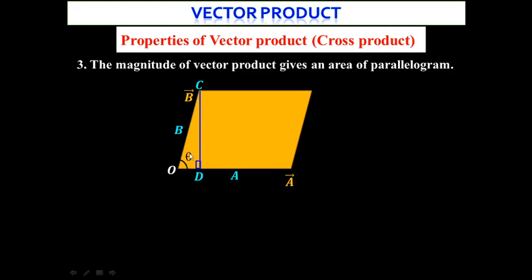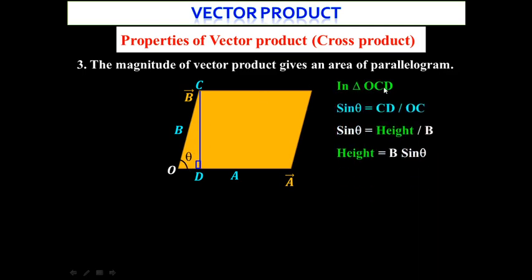In triangle COD, sine theta is nothing but opposite side upon hypotenuse. Opposite to that theta, the opposite side is CD, and the hypotenuse is OC. So sine theta equals CD by OC, and CD is nothing but the height. So sine theta equals height divided by the length of OC. And the magnitude of OC is B.